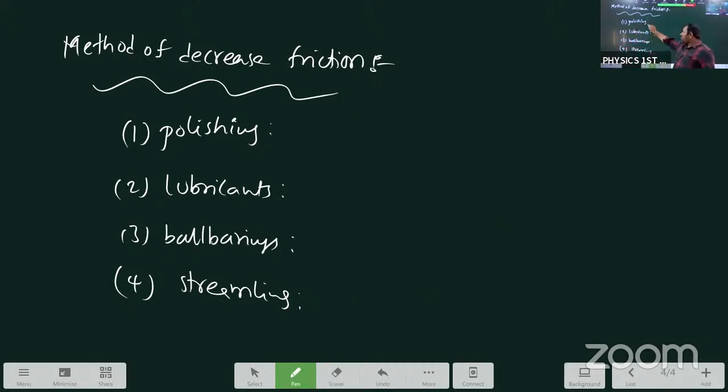How? 4 side headings. On polishing, friction reduces. By using lubricants, friction reduces. By using ball bearings, friction reduces. By using streamlining shape, friction reduces. In automobiles, vehicles, streamlining shape is nothing but curved shape, student. So there are 4 methods for reducing or decreasing friction. These are the 4 side headings.